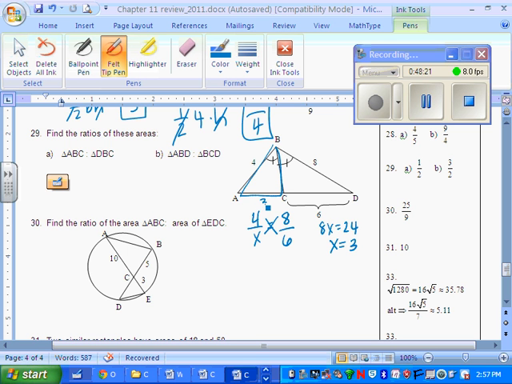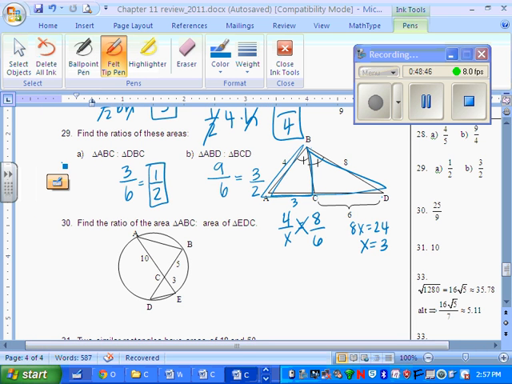ABC, the base of this one is 3. DBC, the base of this one is 6. 3 over 6 simplified is 1/2. On the next one, we have ABD. So the whole ABD here will be 9. BC is 6. BCD is 6. Simplified is 3 over 2.